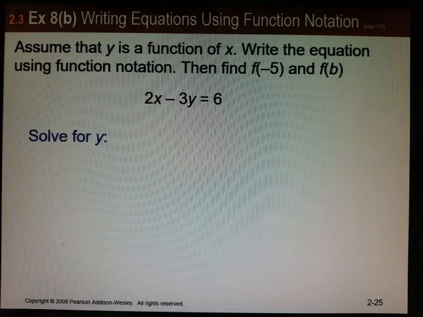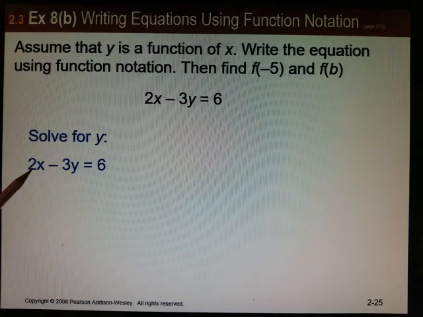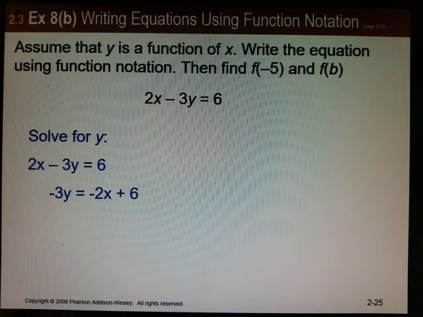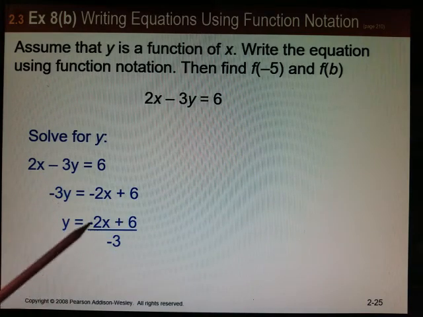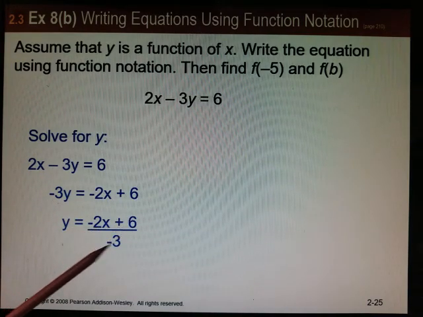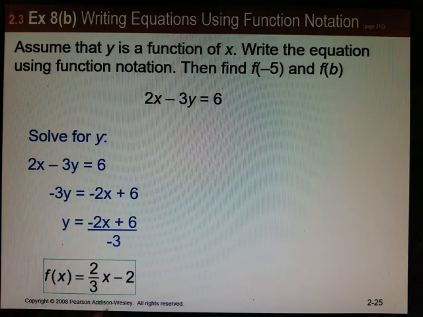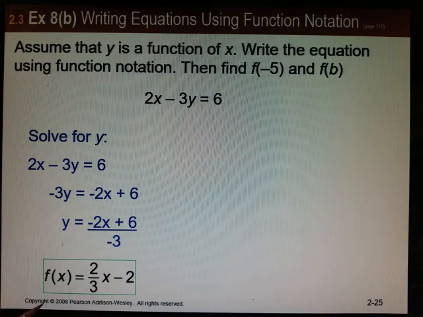To solve this for y, I would need to subtract the 2x. Then after that, divide by this negative 3 in front of the y. So that becomes positive 2/3 x. That right there becomes a negative 2. So this y-intercept's negative 2. My slope is 2/3. This is my function notation.